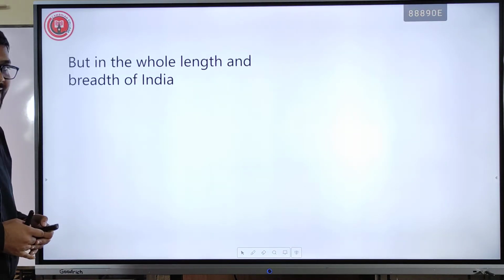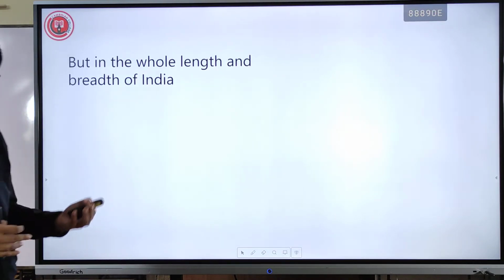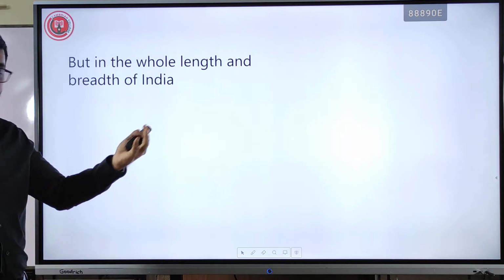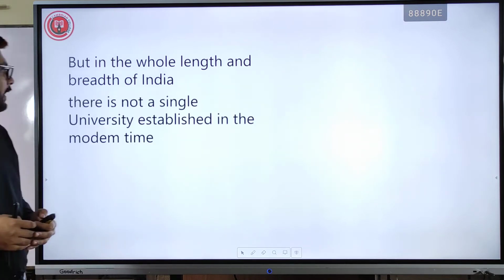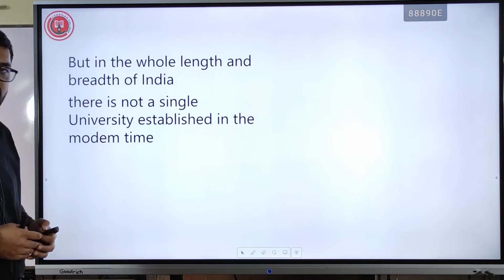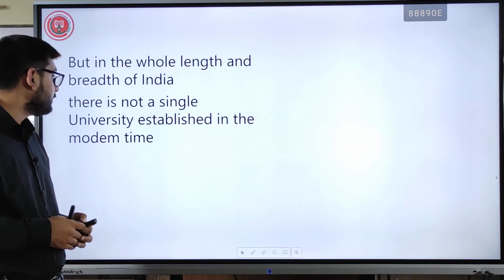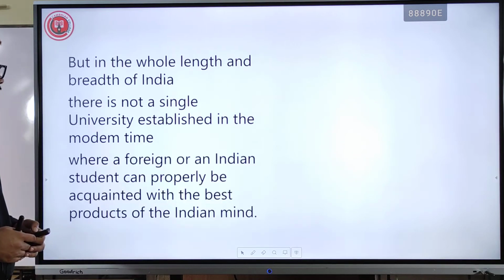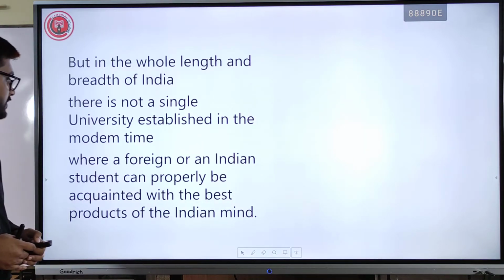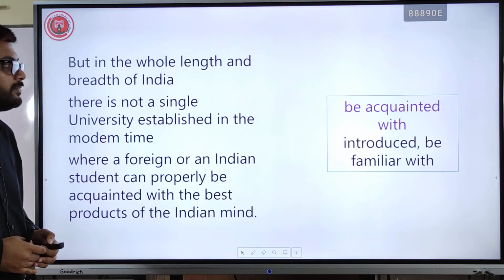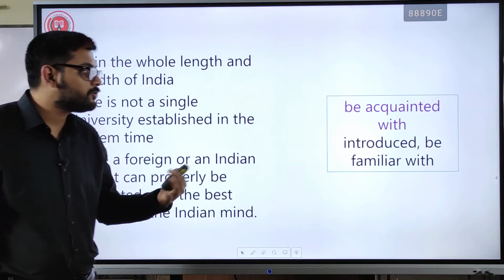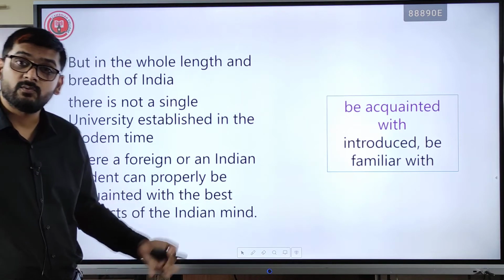But in the whole length and breadth of India, he meant that in the whole India, there is not a single university established in the modern time where a foreign or an Indian student can properly be acquainted with the best products of the Indian mind. What does be acquainted with mean? Be acquainted with means to be introduced, to be familiar with something.